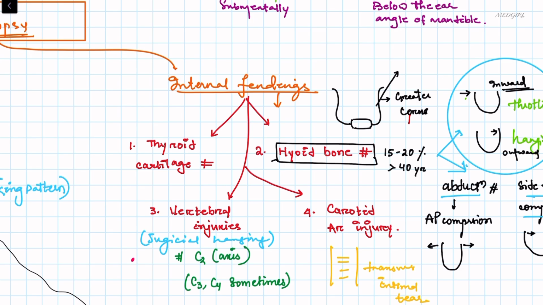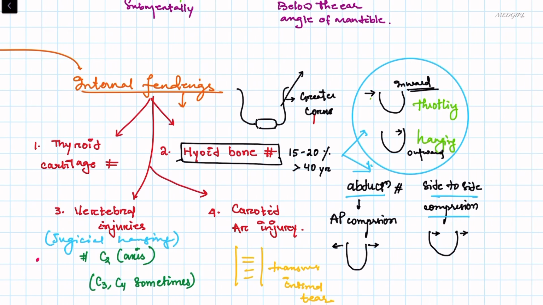In hyoid bone fracture, it occurs in 15 to 20% of cases, and the age is usually more than 40 years. Because in those less than 40 years of age, the hyoid is cartilage, and after 40 years it calcifies and becomes bony, and due to some pressure it breaks. Now it can be an abduction fracture, or it can be a side to side compression fracture.